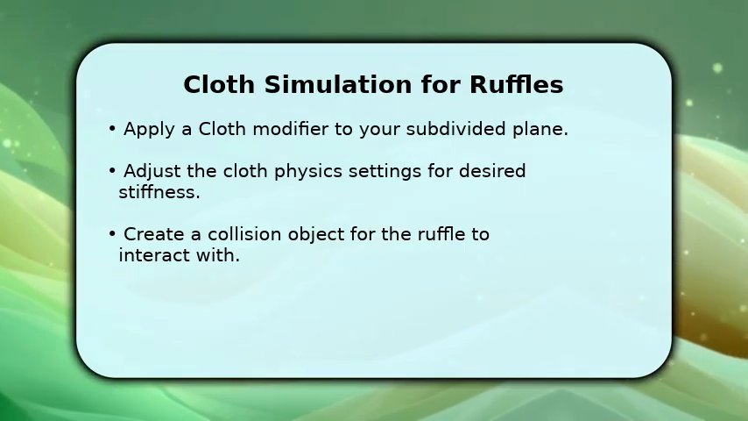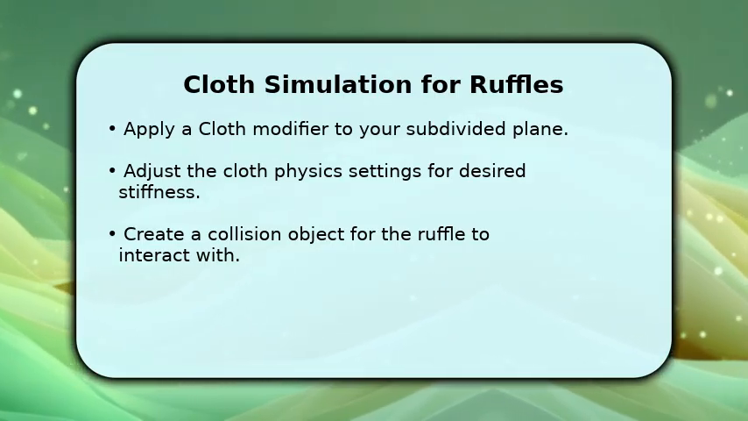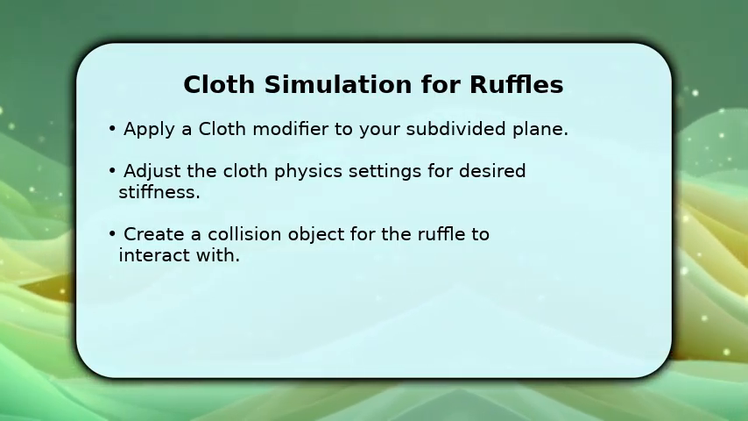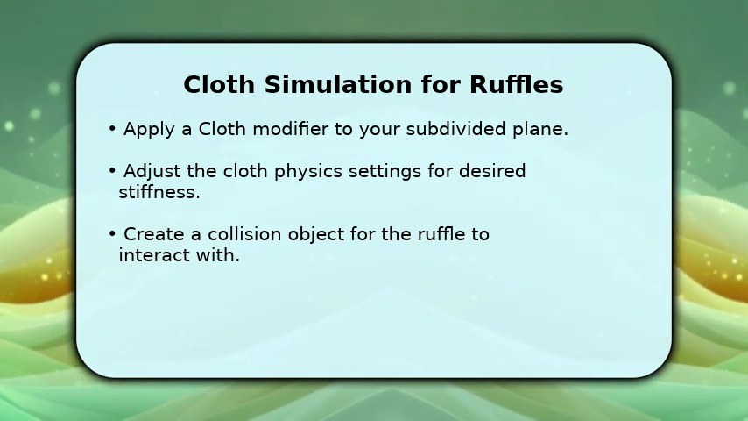Next, add a simple collision object, like a cylinder or sphere, for the cloth to fall onto or interact with. Play the animation to see your fabric naturally form initial ruffle patterns around the collision object.